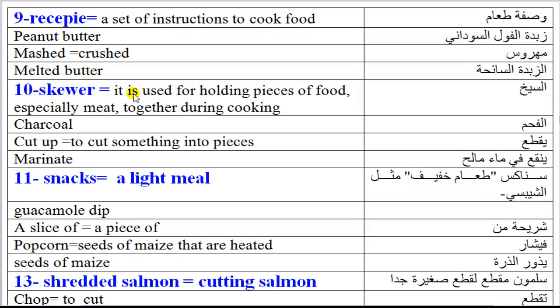10. Words of exercise number 10. Skewer. Skewer is used for holding pieces of meat together during cooking. Charcoal. Cut up. T soft D. Cut up. To cut something into pieces.